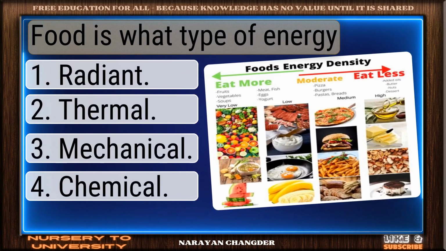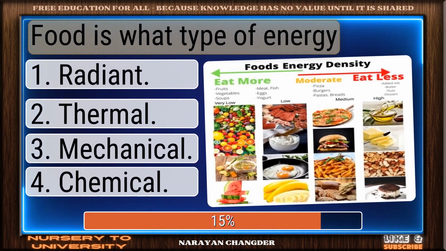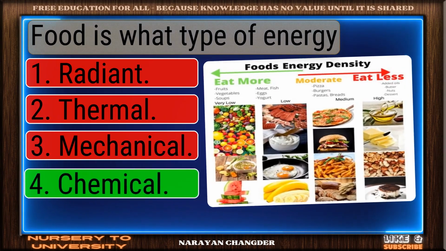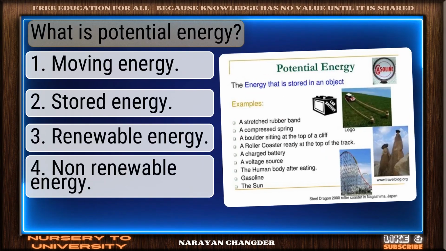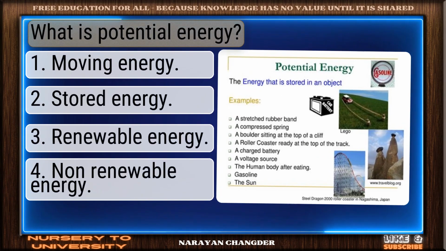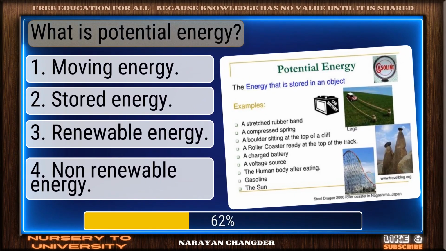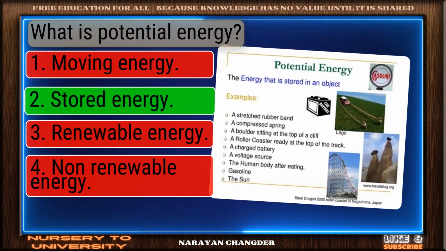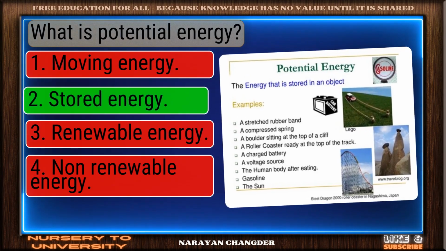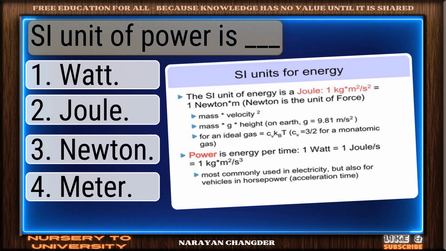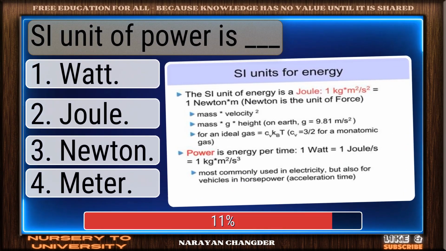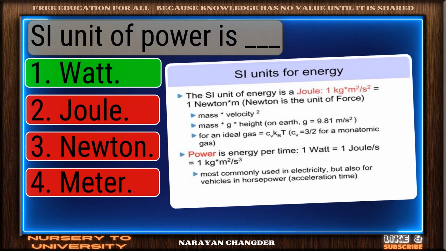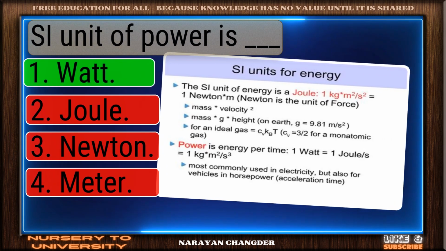Question number 69. Food is what type of energy? Well done. Chemical is the right choice. Question number 70. What is potential energy? You got it. Your choice, stored energy, is right. Question number 71. The unit of power is dash. Strong choice. Watt is the right answer.